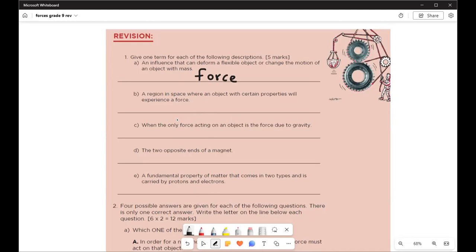A region in space where an object with certain properties will experience a force. That is called an electric field.